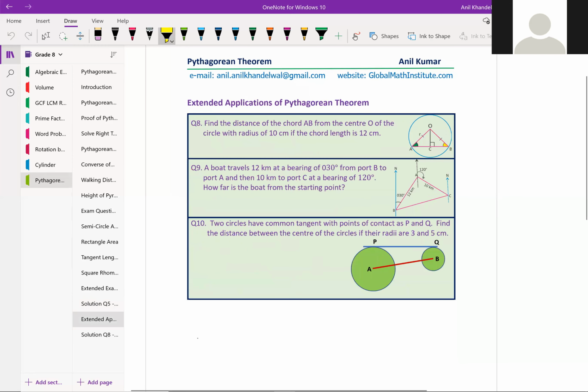There you go. So this time what I've done here is we have squares involved. We have circles and triangles and all kinds of things. Right? Can you please read question number 8? Find the distance of the chord AB from the center O of the circle with radius of 10 centimeters if the chord length is 12 centimeters.